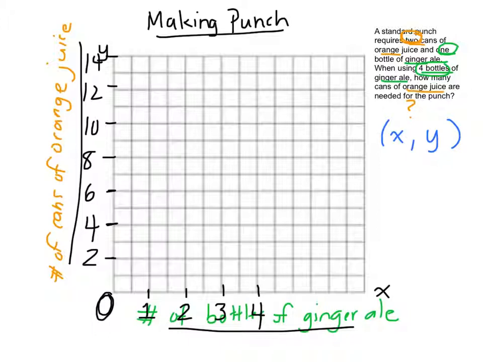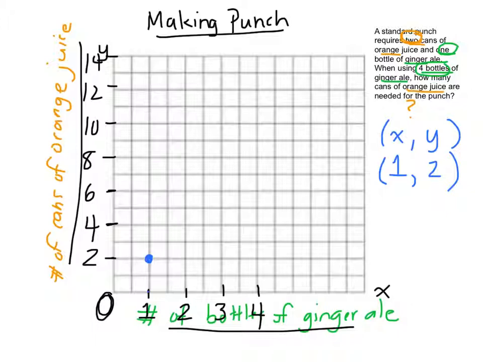Well, since we have ginger ale represented on our x-axis, we're going to put the number of bottles of ginger ale that are needed to make this punch. We know that we need 1 bottle of ginger ale and 2 cans of orange juice. We just came up with the first point. So we're going to start at 0, move 1 space along the x-axis, and 2 spots up to show our point of 1, 2.